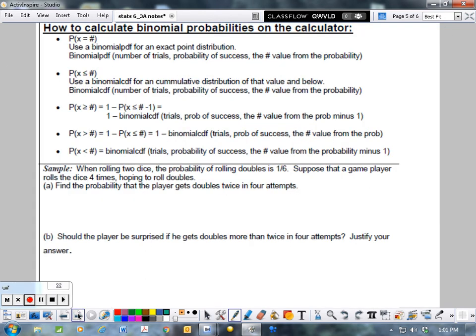Okay. So how to calculate binomial probabilities on the calculator. I put this in here because I realized that in your notes you didn't have this. So I will put this on the website as a little thing that you can print off for yourself. But you can do this on the calculator. If you want to figure out the probability that you get an exact number, like the probability that I get exactly 3 kids who have type O blood, then you're going to do the probability that X equals a number. That's going to be a binomial PDF on your calculator. And the way you type it in is binomial PDF, number of trials, probability of success, and the number value from your probability.